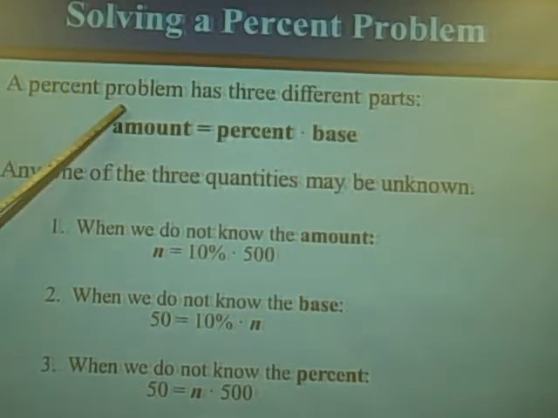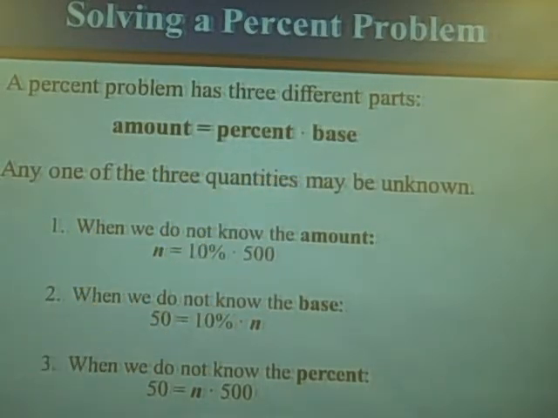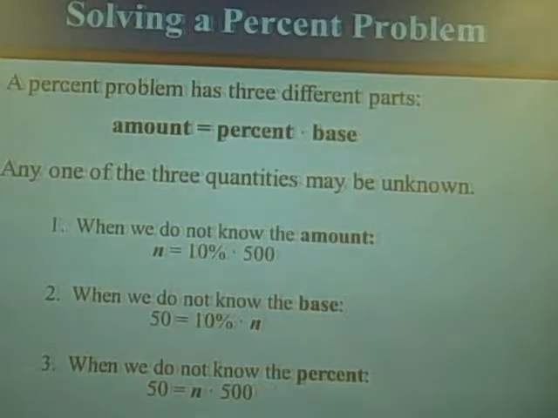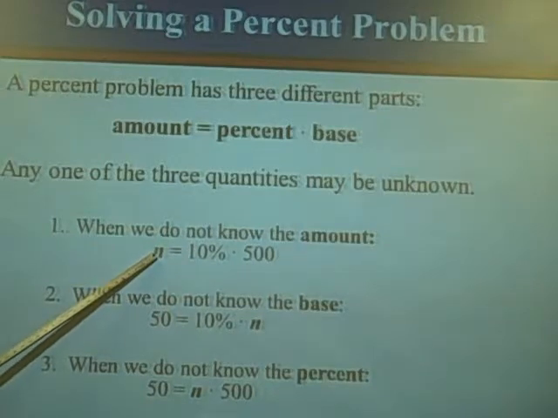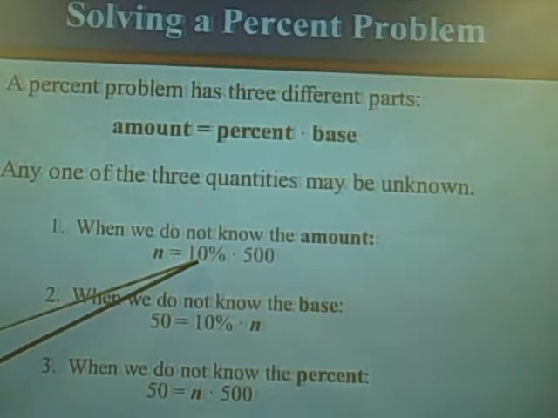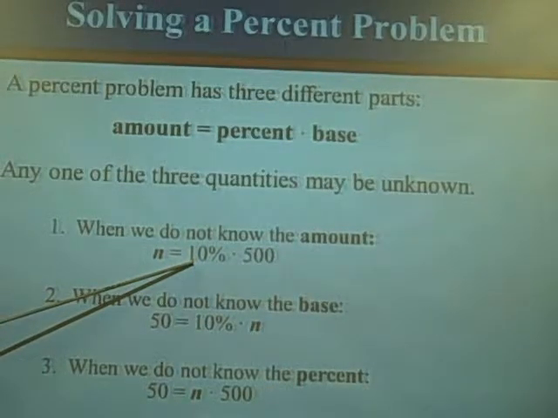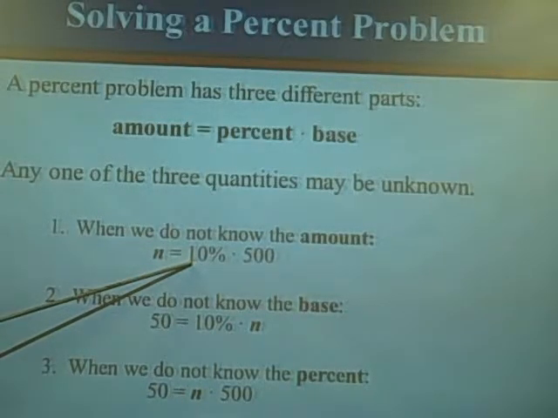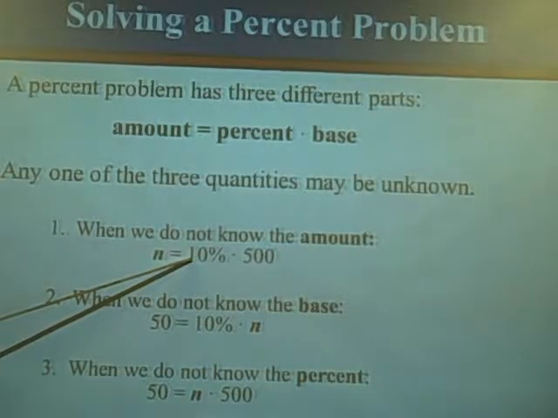Okay, we have a percent problem, where you have an amount equals the percent times the base. There are three different types of problems here. One is where you know the percent and the base, but you don't know the amount. Percentage is always put as what? We don't put it as a percent sign. We have to change it to what? A decimal, good. So you've got to move that over 2 places, right? So 10% is actually 0.1.